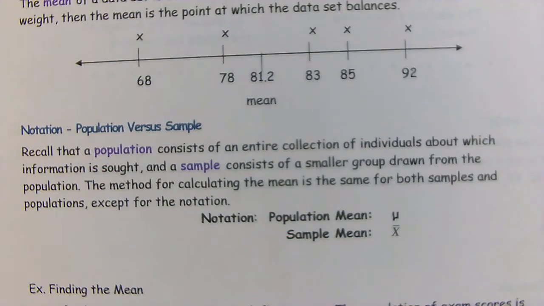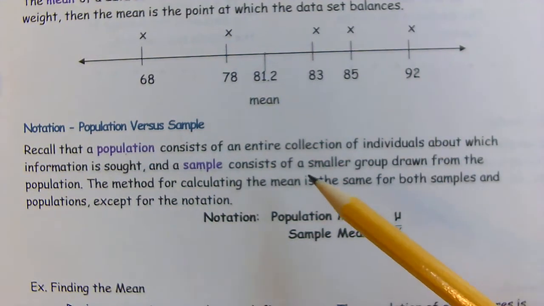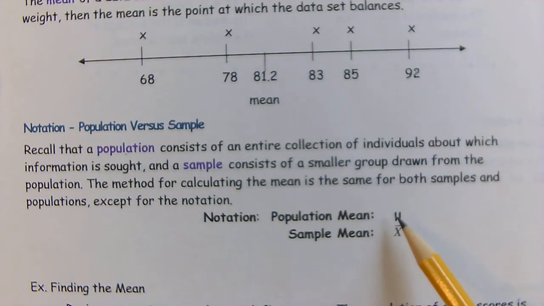So the notation for mean is different if you're talking about a population versus a sample. Because the population consists of an entire collection of individuals about which information is sought, the sample is just a smaller group of that. Even though they are calculated the same way, the population mean is the Greek mu symbol, and the sample mean is x with a bar over it.